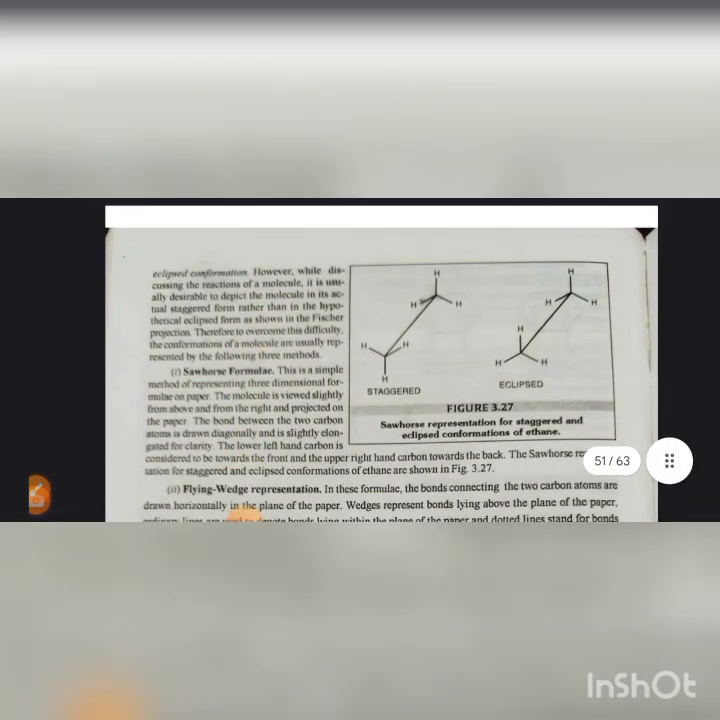Out of the infinite number of possible conformations of ethane, only the two extreme ones are important, that are staggered and eclipsed conformation. Two-dimensional representation of the conformations: the 3D structures can be represented on a 2D surface with the help of the Fischer projection. One serious drawback of this projection formula is that it represents the molecule in the unfavorable eclipsed conformation.